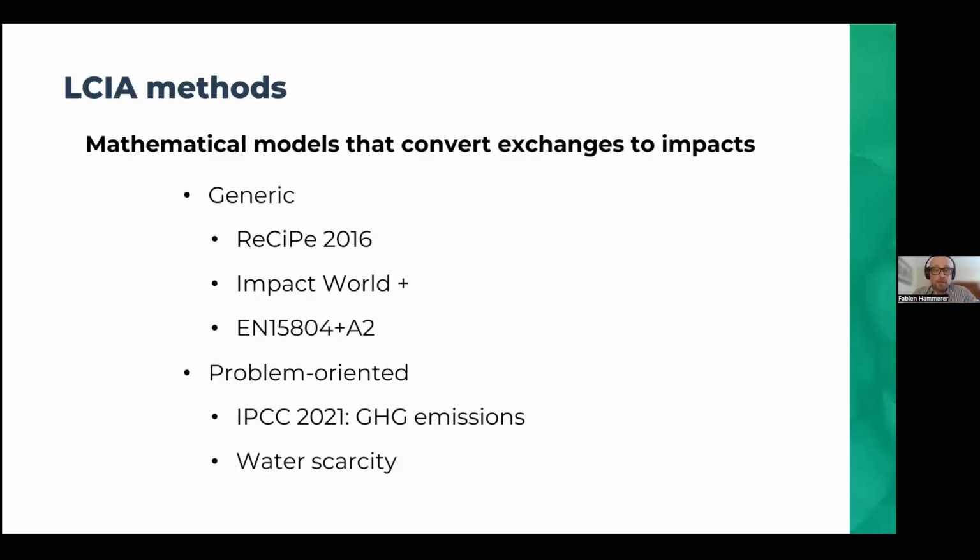But you can also find some that are problem-oriented, with probably the most famous one being the IPCC 2021, which is for greenhouse gases emissions. You'll also find others on water scarcity, land use, etc. And it's often that the generic methods pull from problem-oriented methods to get their direct impact and midpoint indicators.